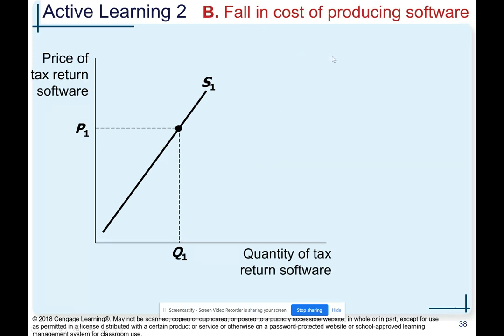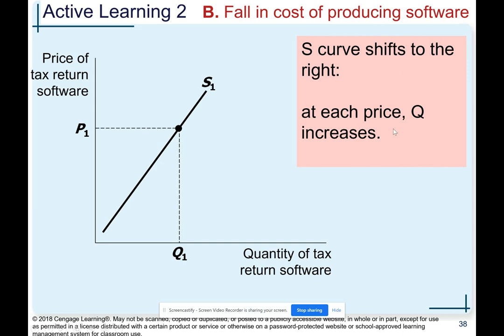Number B, a fall in the cost of producing software. We start with S1 and the supply curve shifts to the right at each price. The fall in the cost of producing software will lead to an increase in the supply of software, and that is a right shift of the supply curve.